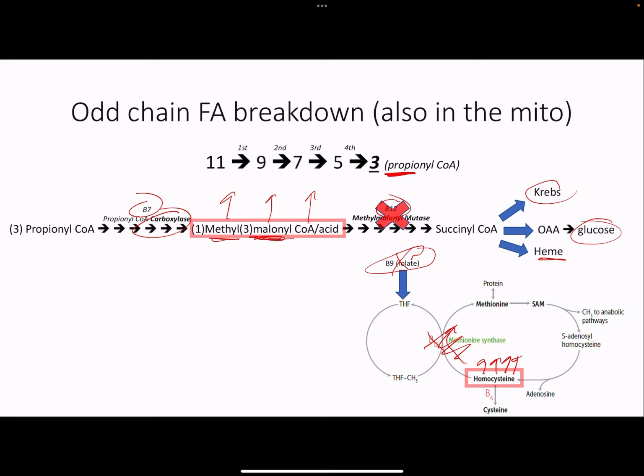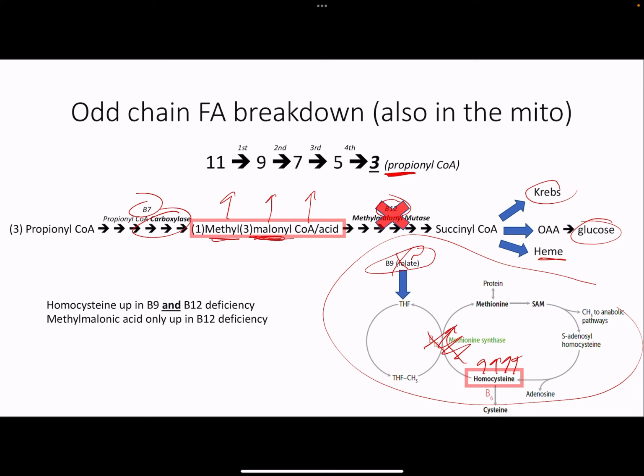Remember that folate and cobalamin, B12, they do a lot of similar things, right? They're both involved in this very important methylation process that affects hematopoietic cells. It causes megaloblastic anemia, but we really want to differentiate them, and that's very high yield. So hopefully we can see then that homocysteine goes up if you have a B9 or B12 deficiency, but you only have the methylmalonic acid go up in the B12 deficiency.